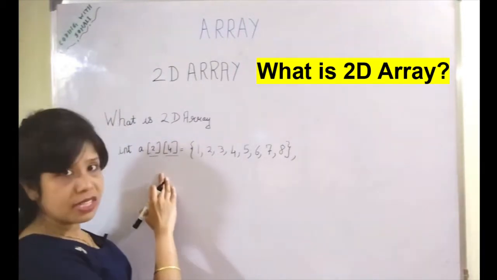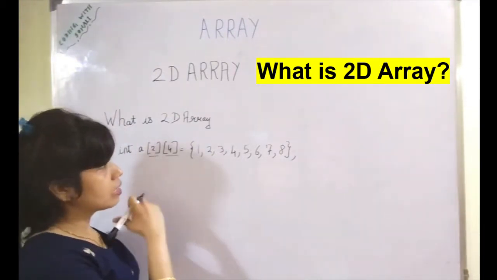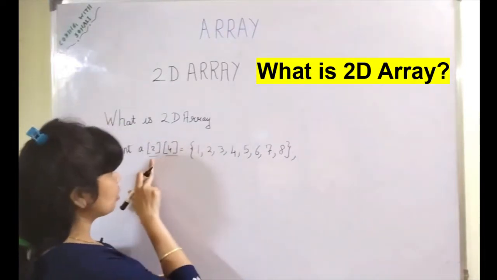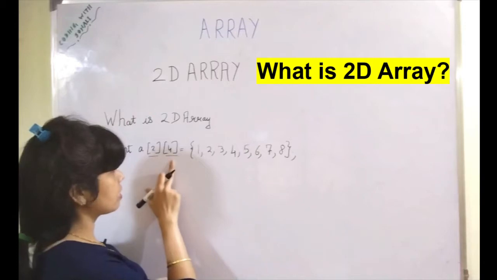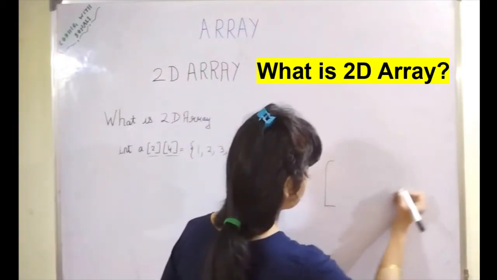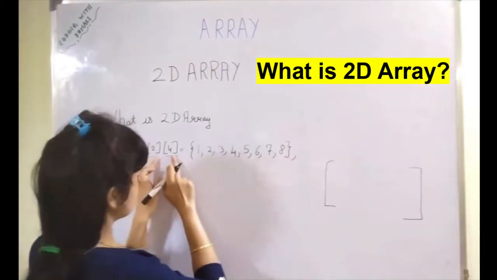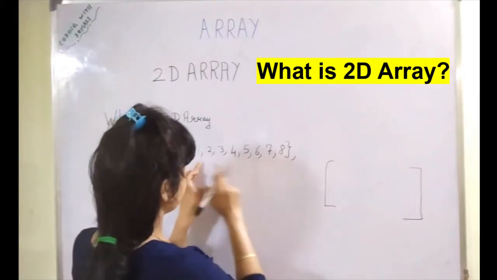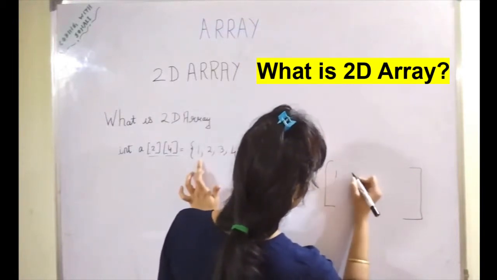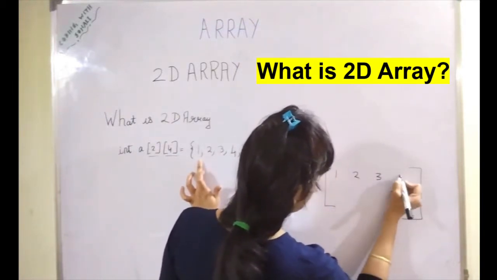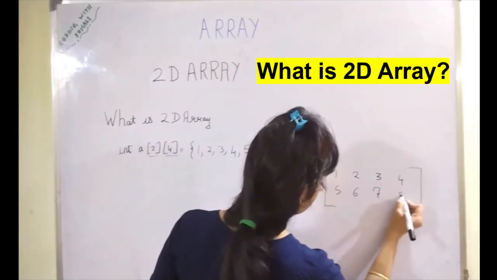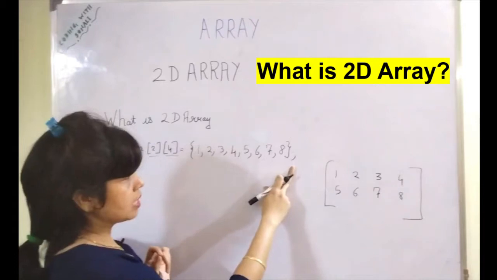That we have already seen in the 1D array, in a couple of sessions which I have covered prior to this session. As I told you, the first subscript represents the number of rows and the second subscript represents the number of columns. Therefore it will be represented in this manner: 2 rows and 4 columns. These are the elements: 1, 2, 3, 4, 5, 6, 7 and 8.